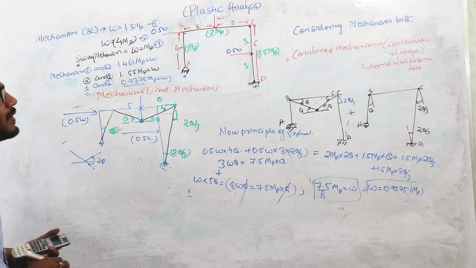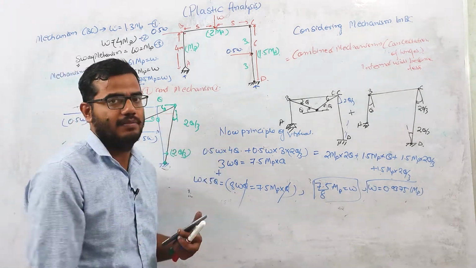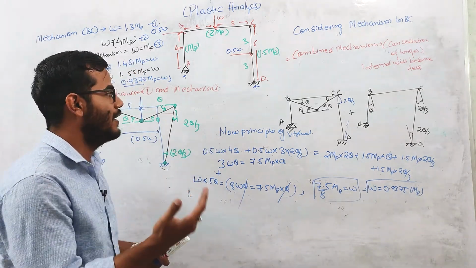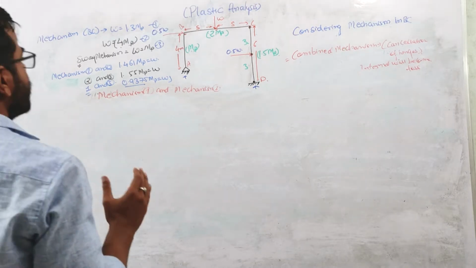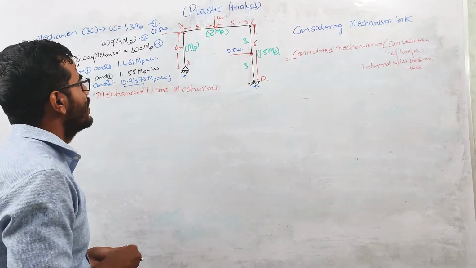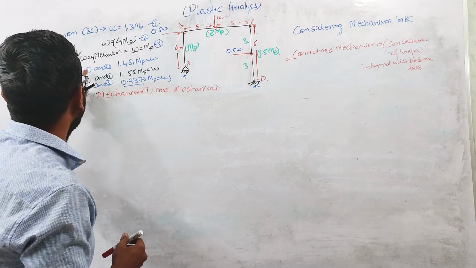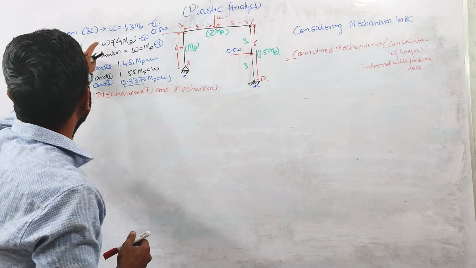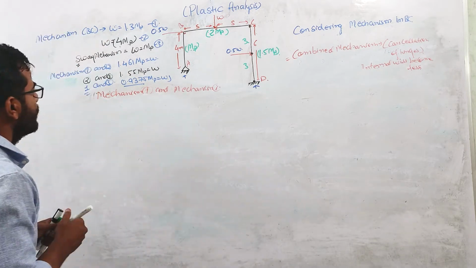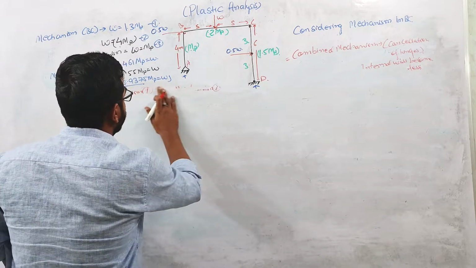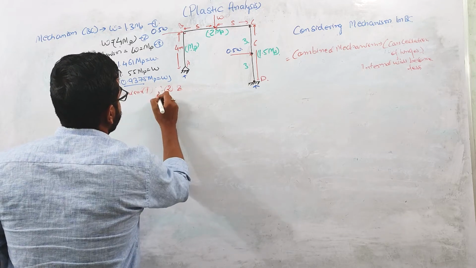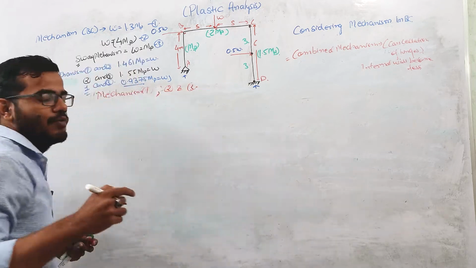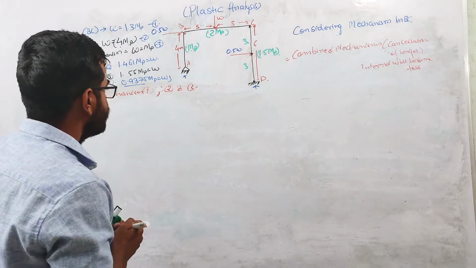Now let us see what happens if we combine all 3 mechanisms. What will be the collapse load value W? So now we will be combining mechanism 1, mechanism 2 and mechanism 3, all three mechanisms. So what critical value of load we will get, we'll see now.